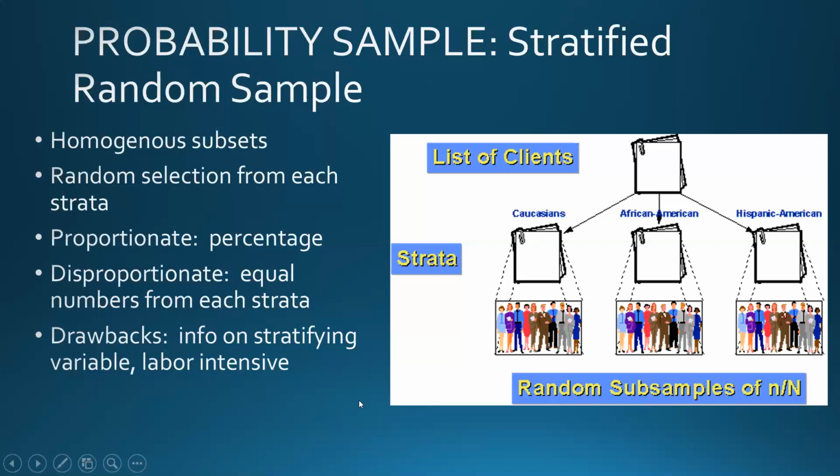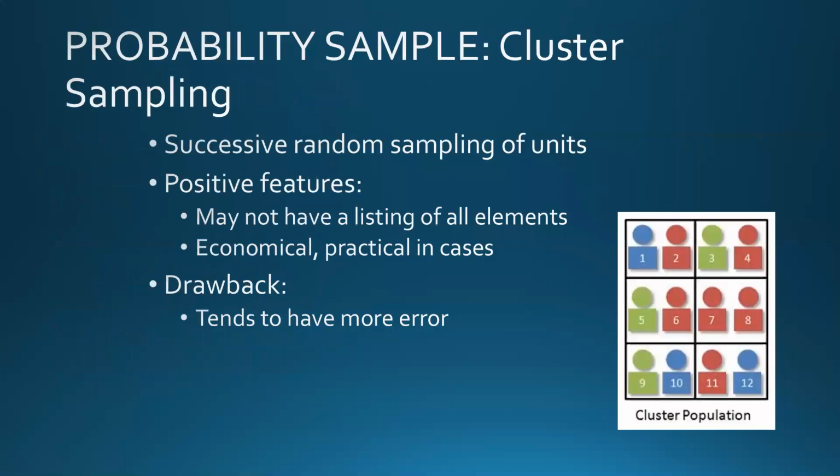So this is very labor intensive to do and can take a long time to achieve your sample, but this is another type of probability sample. Remember, probability samples are necessary for what are called causal studies, studies where we're trying to understand cause and effect.